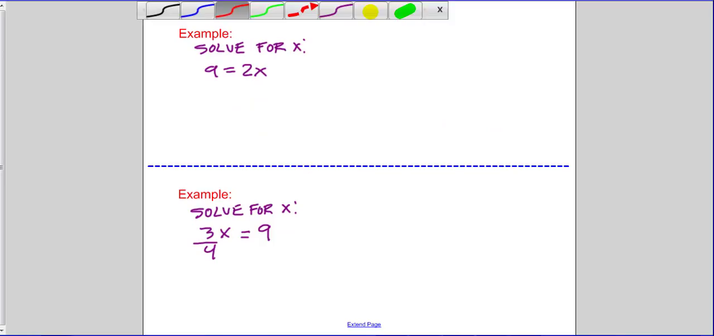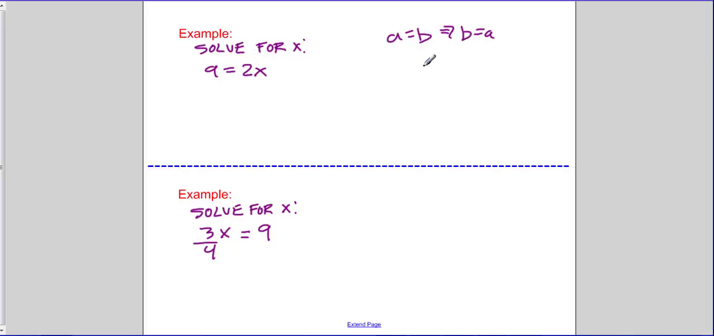So now the next question, I have 9 equals 2x. In this case, x is on the right side of the equal sign, but it doesn't make any difference because you can swap things around the equal sign. It doesn't change anything. So if a equals b, for example, that means b equals a. So I could write this as 2x equals 9, but I'm just going to keep it as is for now.